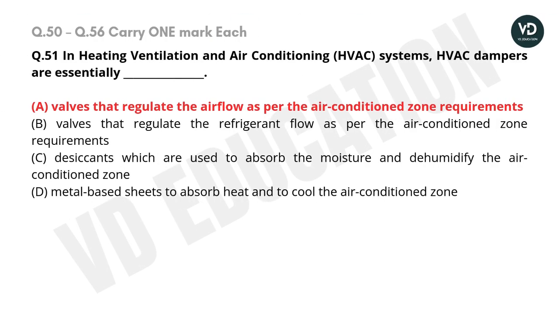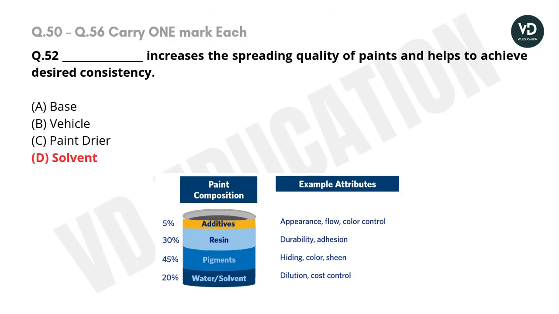Question number 51. In heating, ventilation and air conditioning, HVAC systems, HVAC dampers are essentially dash. Options are A. Valves that regulate the airflow as per the air conditioned zone requirement. B. Valves that regulate the refrigerant flow as per the air conditioned zone requirements. C. Desiccants which are used to absorb moisture and dehumidify the air conditioned zone. D. Metal based sheet to absorb heat and to cool the air conditioned zone. The answer is A.